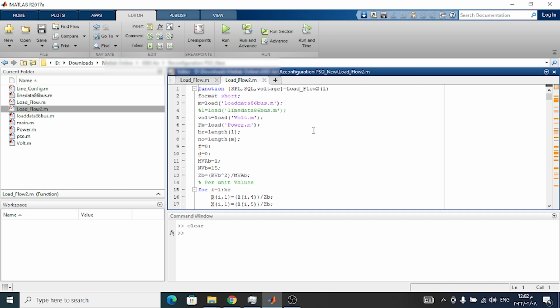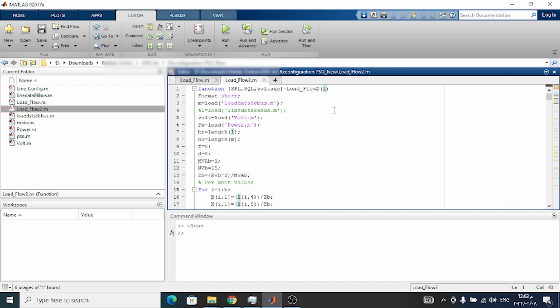And the last thing is load flow 2. The load flow 2 program is the same as load flow 1, but the output is different. The input is the best configuration. As I mentioned before, the main objective of load flow 2 is to calculate the load flow for the best result, and after that we print some results from that load flow that are important for us.